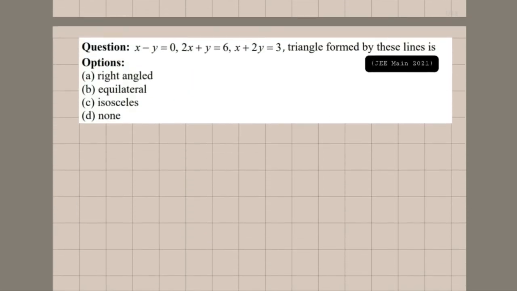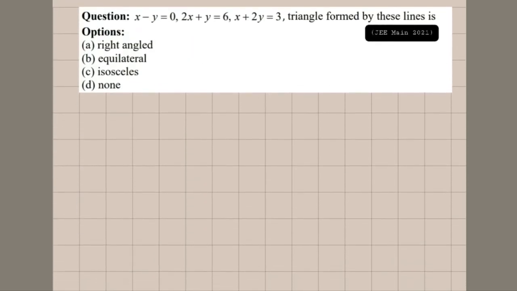Let's see the next question. This is also given in JEE Main 2021. The question is: the triangle formed by these lines x minus y equal to 0, 2x plus y equal to 6, x plus 2y equal to 3 is, options are right angle, equilateral, isosceles, or none. Let's say the triangle looks something like this. Let's say this equation is x minus y equal to 0. This is 2x plus y equal to 6. This is x plus 2y equals 3.